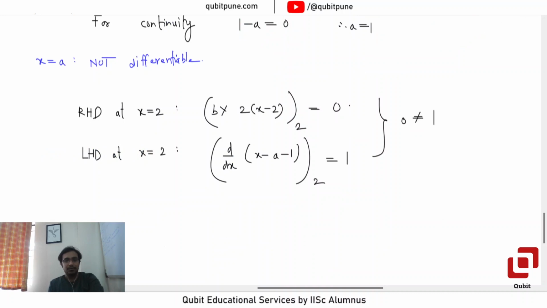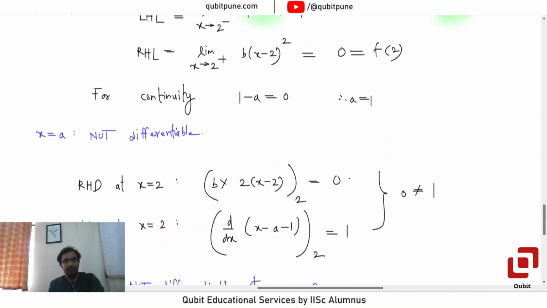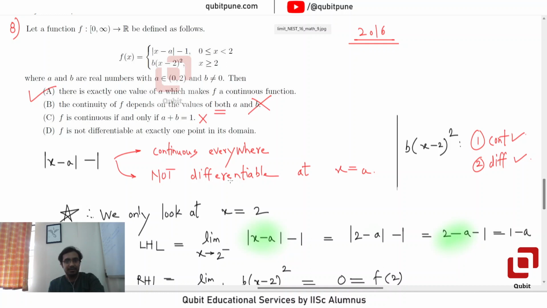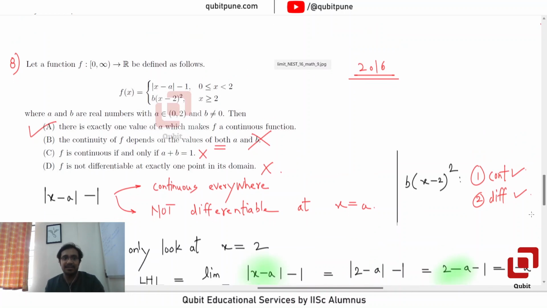so it is also not differentiable at x equal to 2. Okay, so there are 2 points, not exactly 1 point. f is not differentiable at exactly 2 points in its domain, so D is also not correct. Well, anyway, in the exam you will come to know whether it is a multiple choice question or multiple select question. So once you get the correct option, you're pretty much done with that particular question.